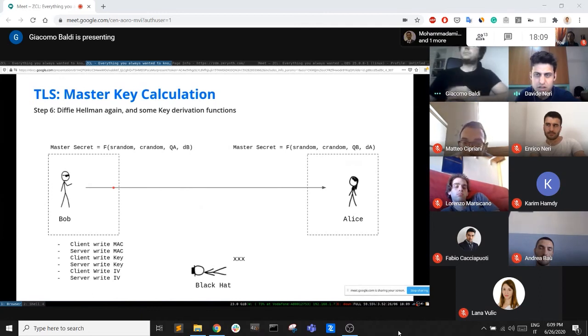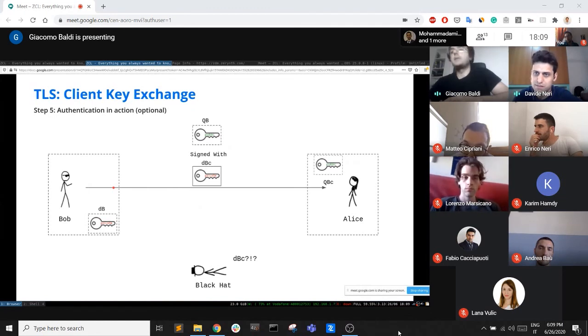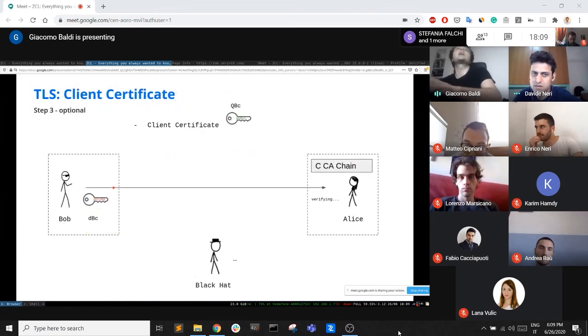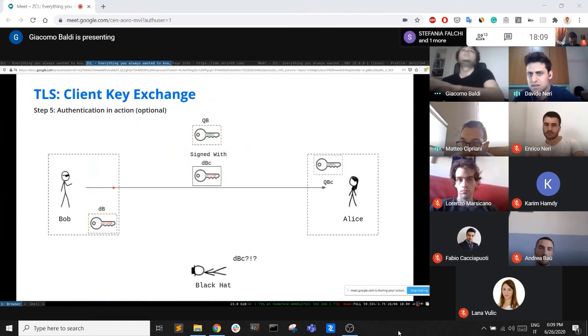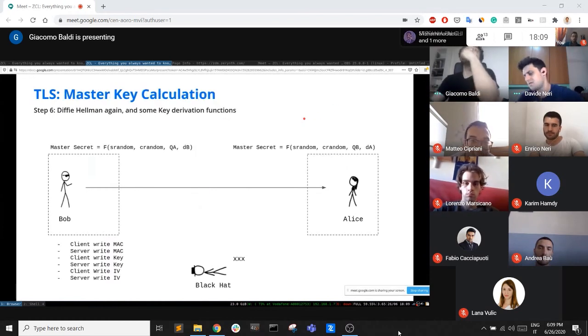Giacomo, I have a question. This optional step 5, you can perform this only if you have done the optional step 3? They are linked. The client key exchange is linked to the client certificate step. Because otherwise Alice cannot trust the CA. She receives this thing, but this thing is not linked to any PKI, so anyone can use it.